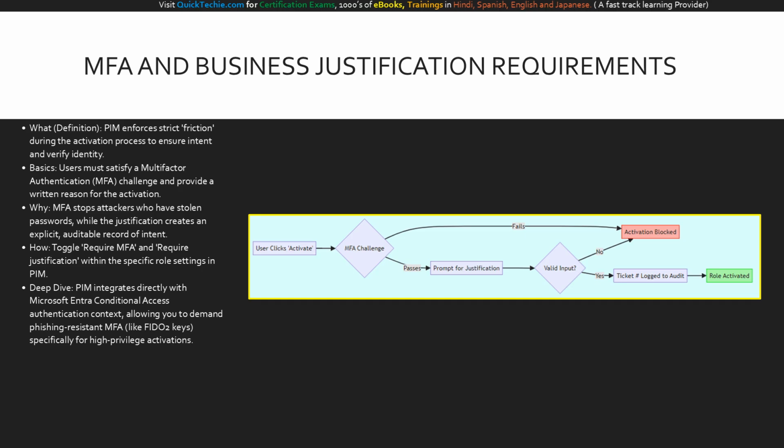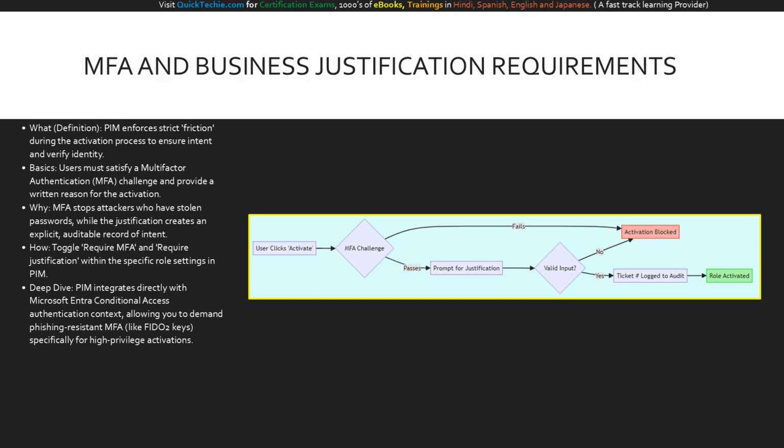Second, the user must type a clear, written business justification. A simple "need access" is unacceptable. They should provide a ticket number or a detailed reason like modifying exchange routing rules per change request 442. This creates an explicit, undeniable record of intent for your compliance auditors.